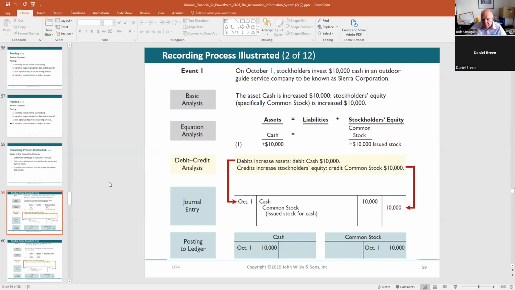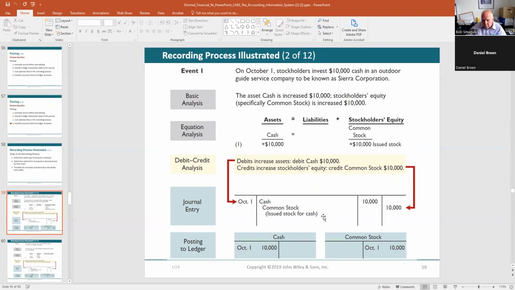Here is the one we were just looking at, okay? Here's how we did it earlier today. We said that the accounting equation is assets equals liabilities plus equity. There we go, 10, we're in balance. Now we understand debits and credits. We know we're going to debit cash and we're going to credit common stock.